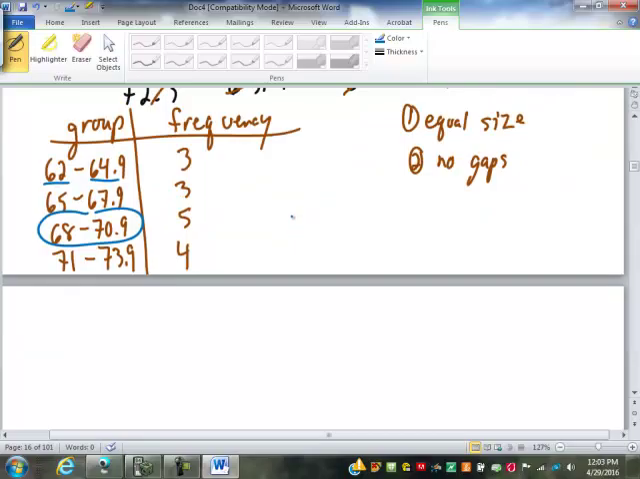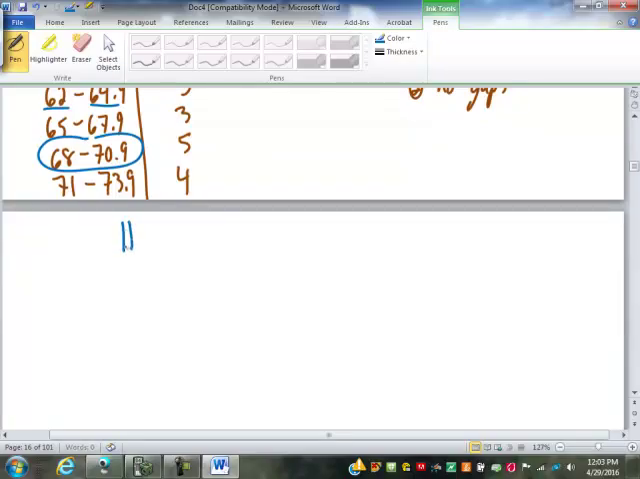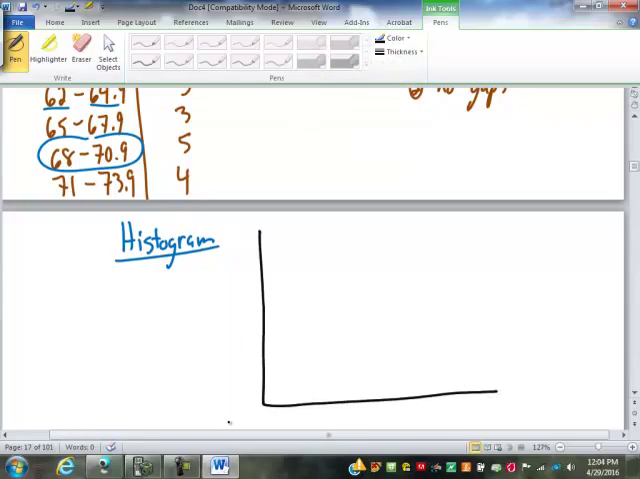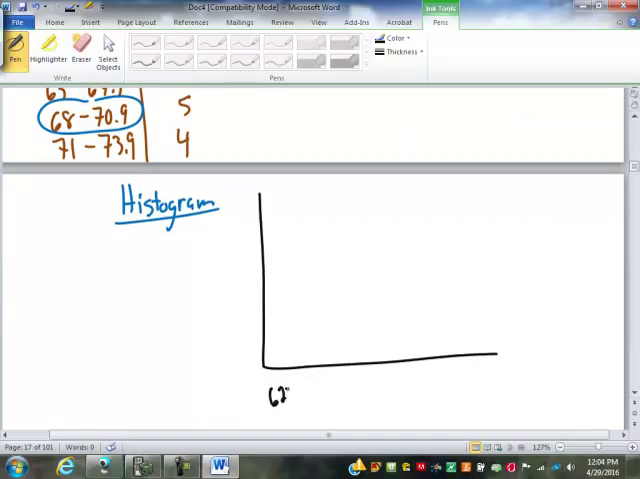Now for graphs for this, they're similar to our graphs for the discrete data. But instead of a bar graph, we make something called a histogram. A histogram is always vertical, never horizontal. And we're going to list on the bottom here our groups or classes, like this. Those are groups, and then their frequencies. So I got a scale up here. 1, 2, 3, 4, 5 is my highest.